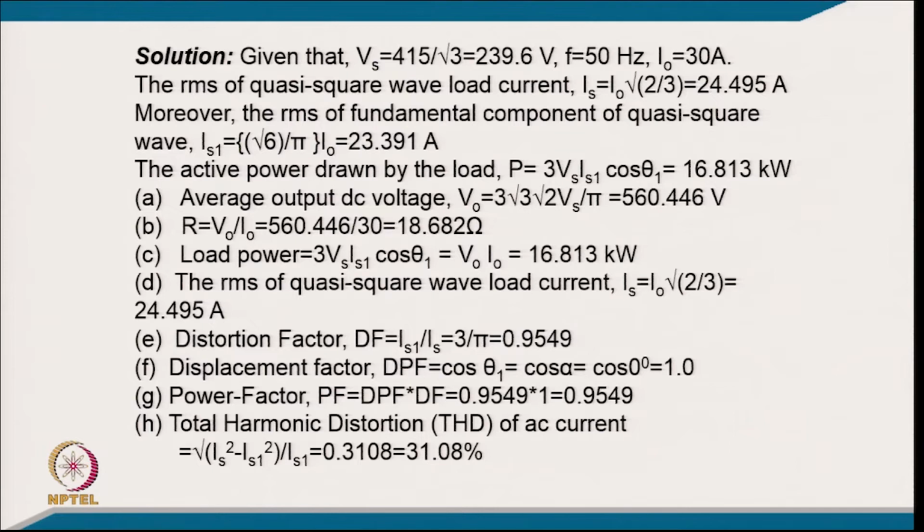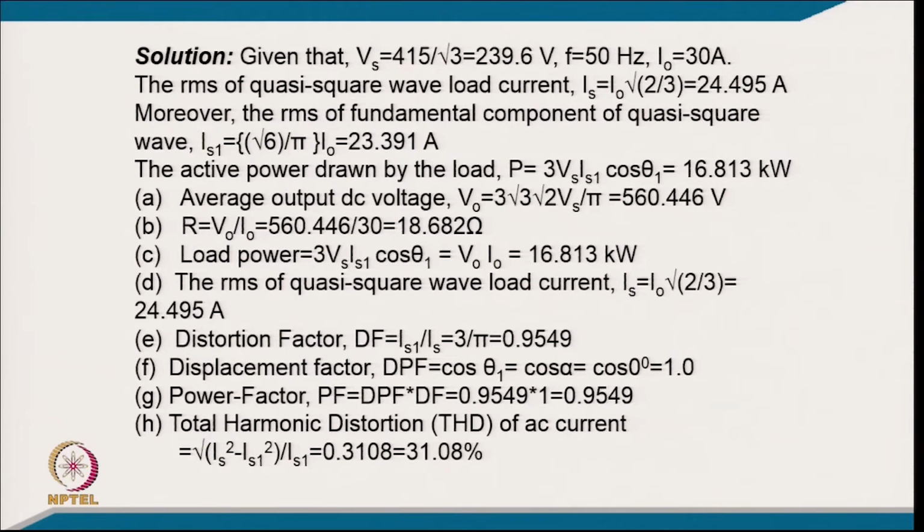So, it is 18.682 ohm, and load power 3 Vs Is1 cos theta 1 is, again, the same power as we calculated, 16.813. The RMS of the quasi-square wave current will be 24.49, and the distortion factor will be Is1 upon Is, 3 upon pi, that is 0.9549, and the displacement factor is cos theta 1, that is here alpha 0. So, it is 1.